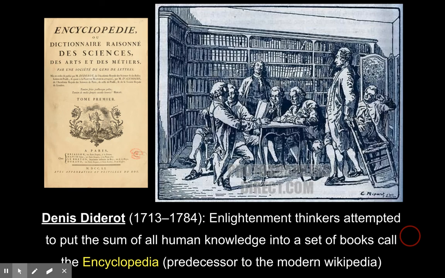During the Enlightenment, Denis Diderot was a guy who wanted to take all of the knowledge that humans had acquired and put it into a book. The problem is there's so much information from apples and aardvarks and amendments and American Indians all the way to zebras and the Zulu warriors of Africa.